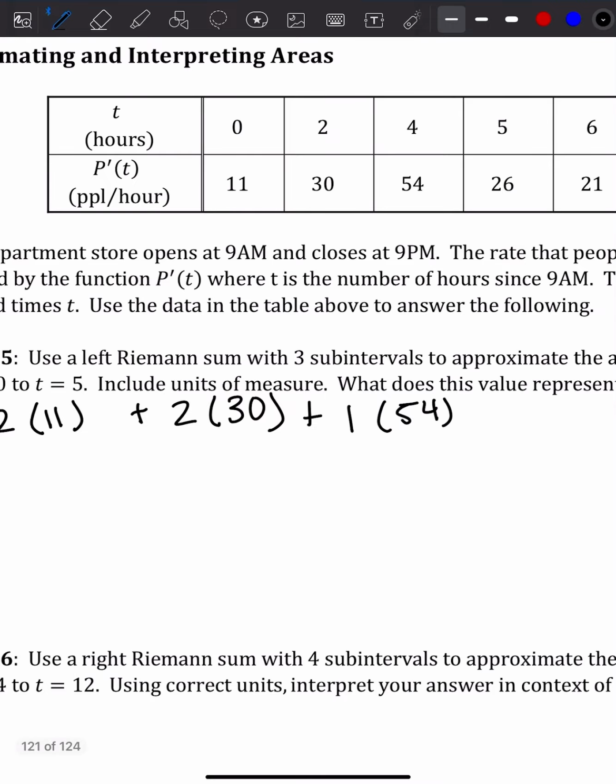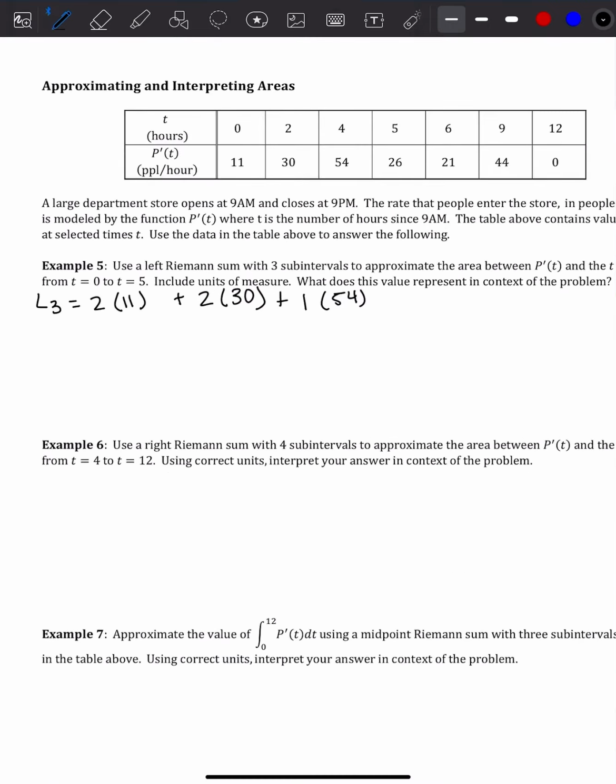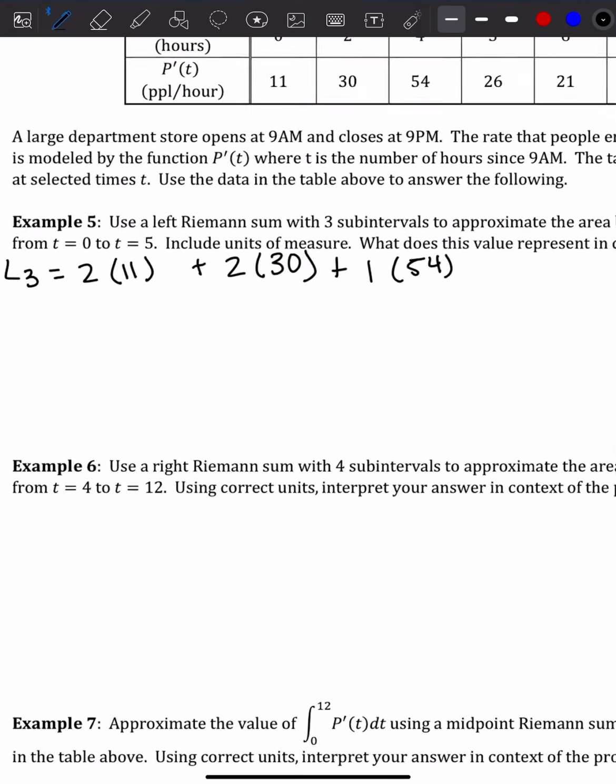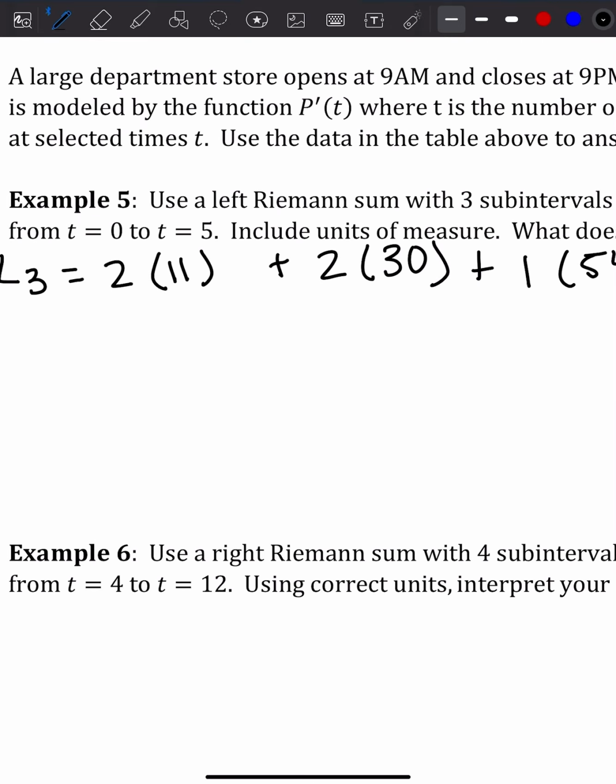One thing to know is that when we're doing these problems, even if it's calculator active, if we can write out what we're multiplying together, we want to. They want to see what we multiplied together to see if we're actually doing a Riemann sum instead of something else. So we have 2 times 11 plus 2 times 30 plus 1 times 54. So you have 22 plus 60 plus 54. That happens to equal 136.